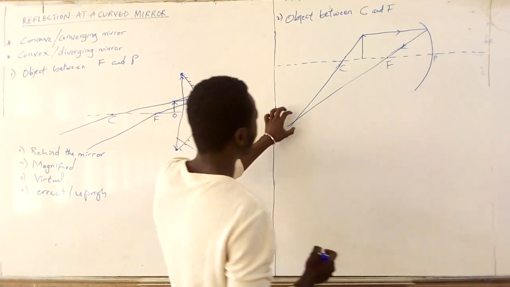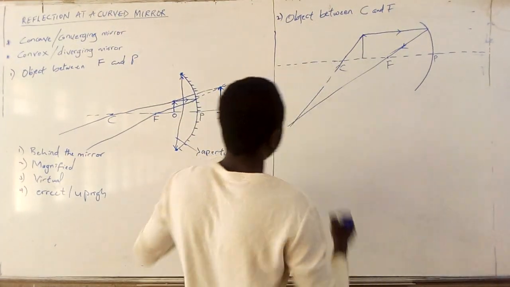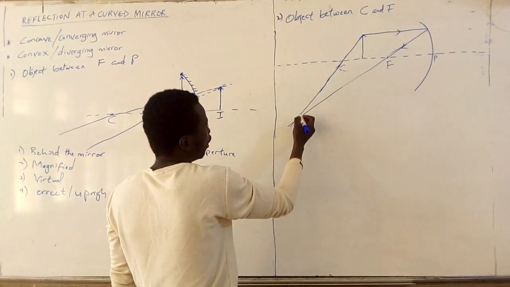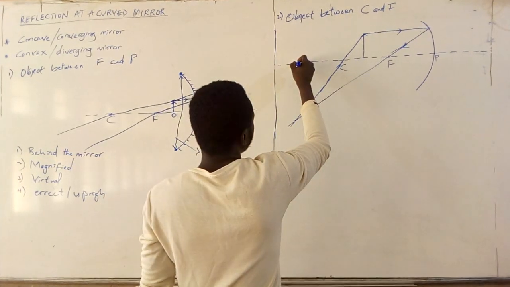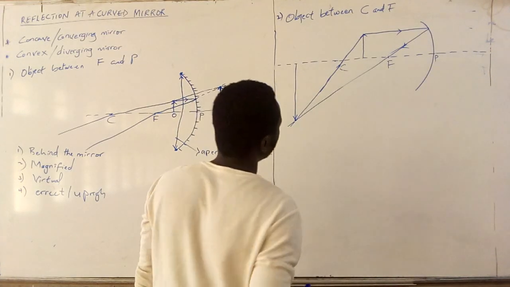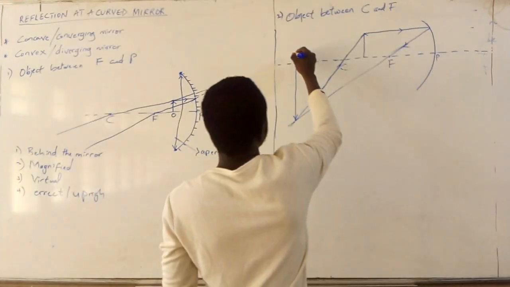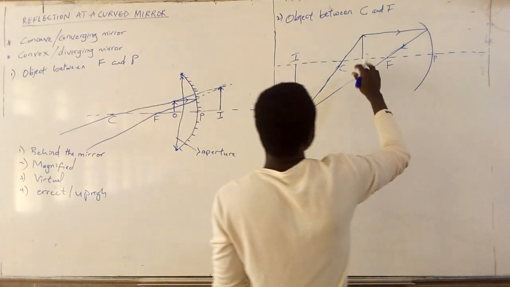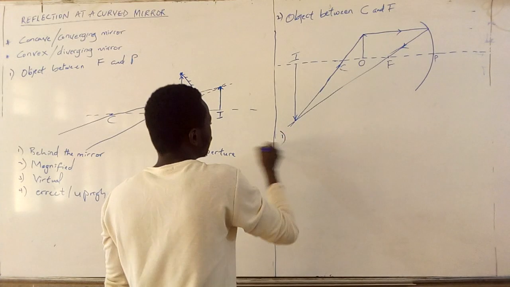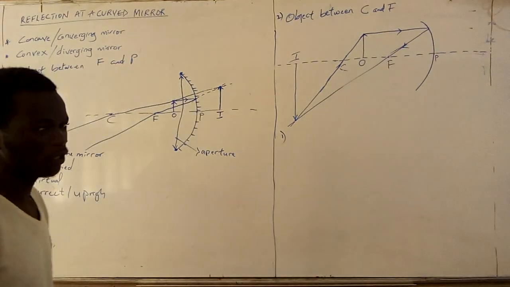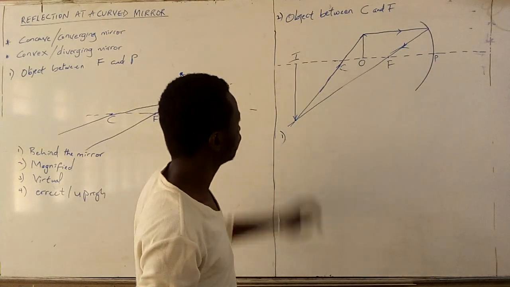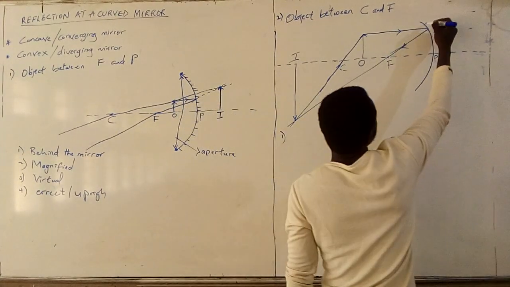So you can see where the convergence is. They converge at this point. So I'm going to draw a straight line onto this with the arrow facing this way. So this is the image that is produced, and this is the object. So let's look at the properties of the image that is being produced. This is the image.